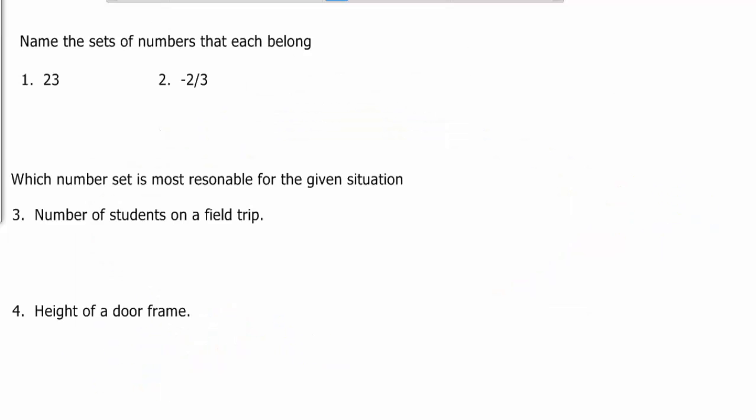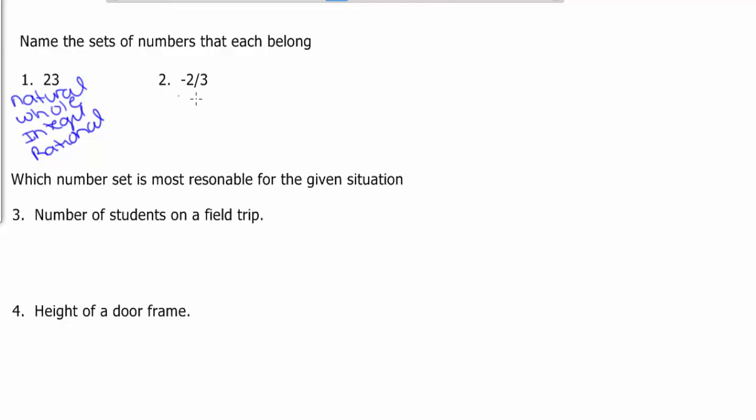All right, so name the sets of numbers that each belong to. So 23 is going to go into a lot. It's going to go into natural, and you can abbreviate if you would like. Natural, whole, it's an integer, and it's rational. It is not irrational. So yes, you have to write them all. You can abbreviate, I don't care, that's fine.